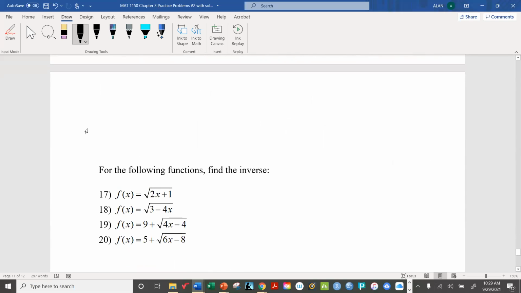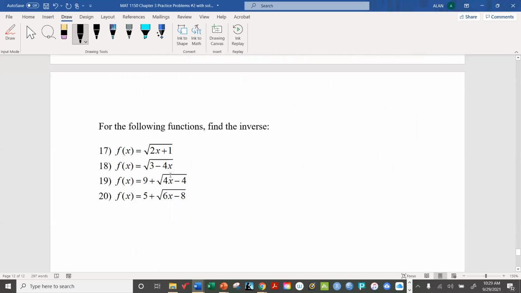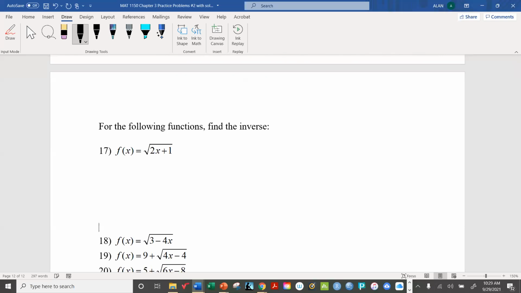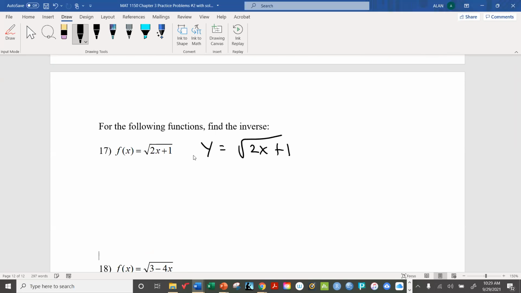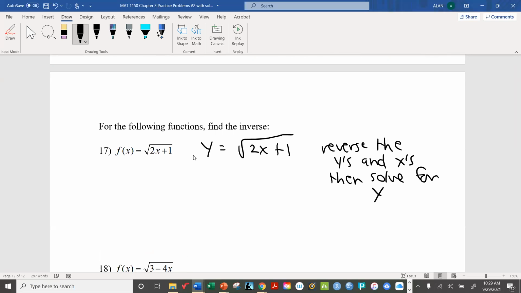All right, so let's go on to something else. Inverses. Now, we're getting pretty good at these inverses, I think. Now, remember what we're trying to do here. Y equals radical 2x plus 1. Reverse the y's and x's. And then solve for y. That's what you're doing. And then we can prove that they were correct or not correct.